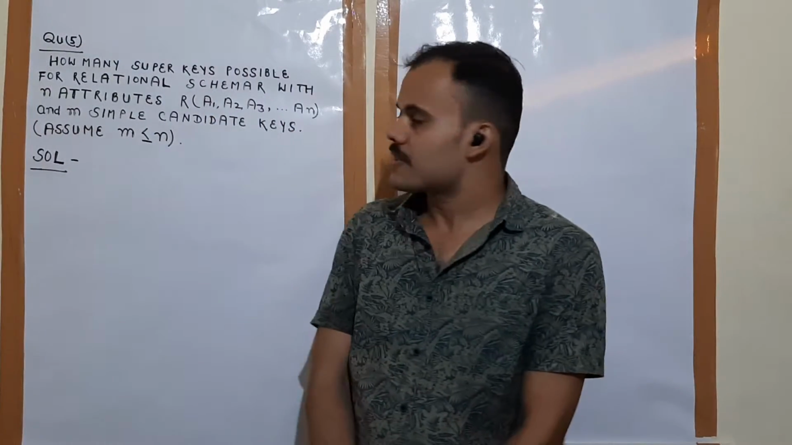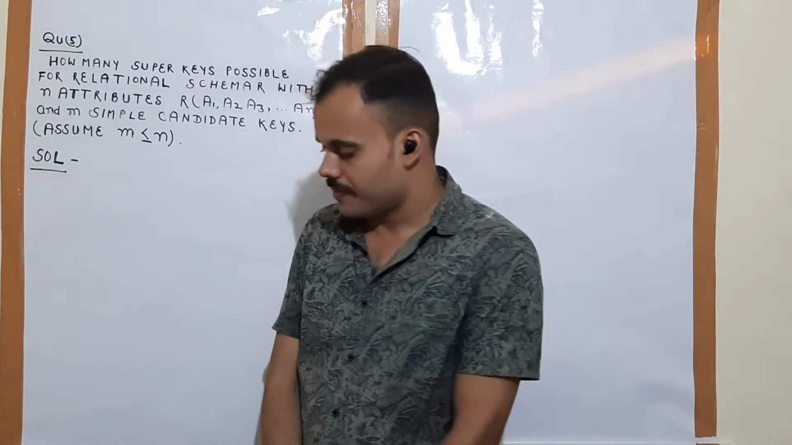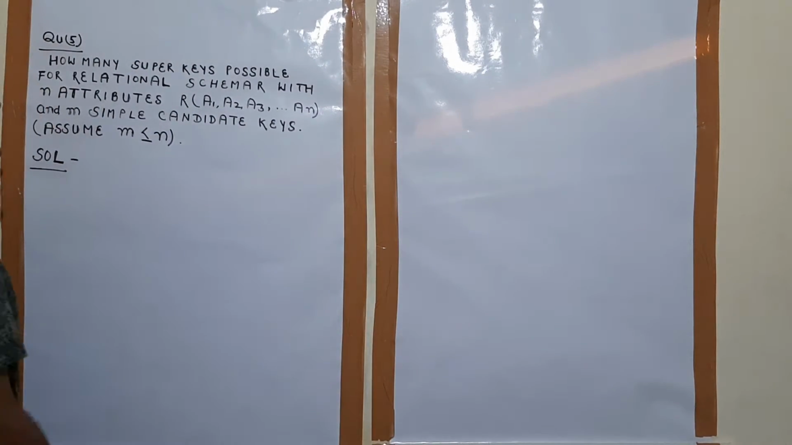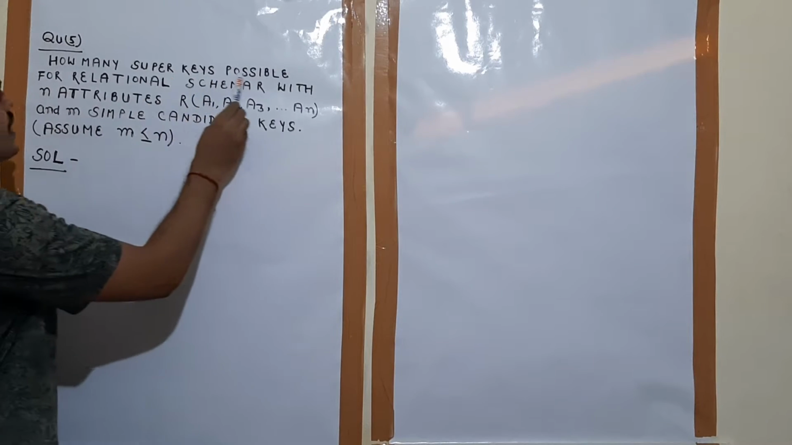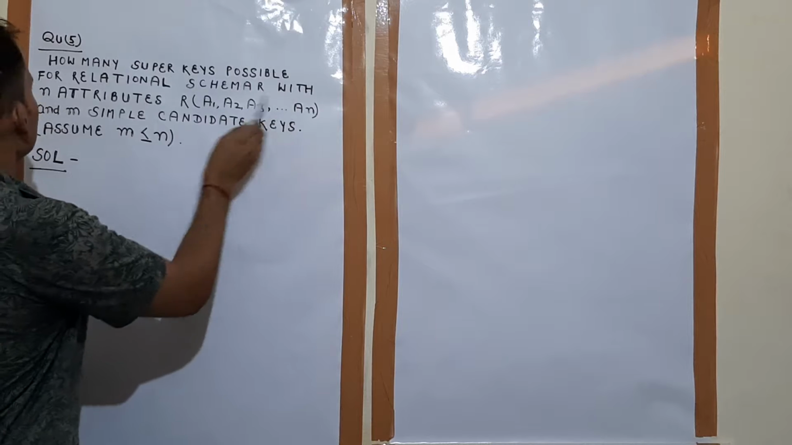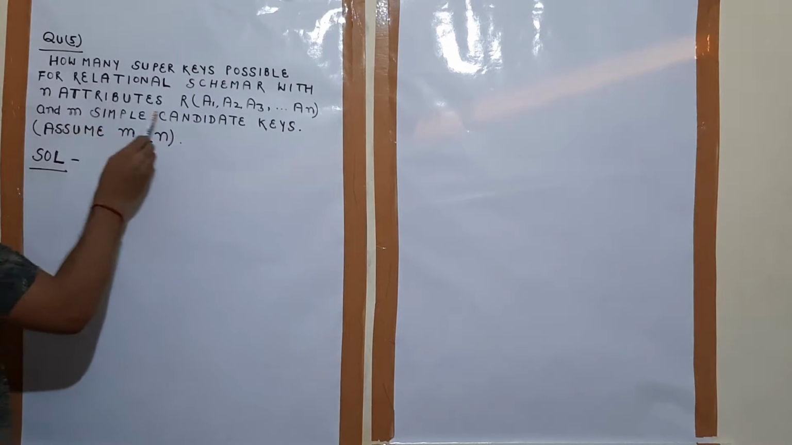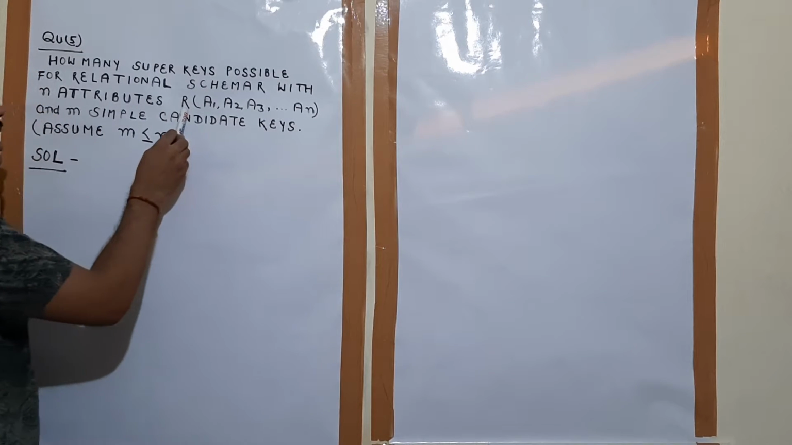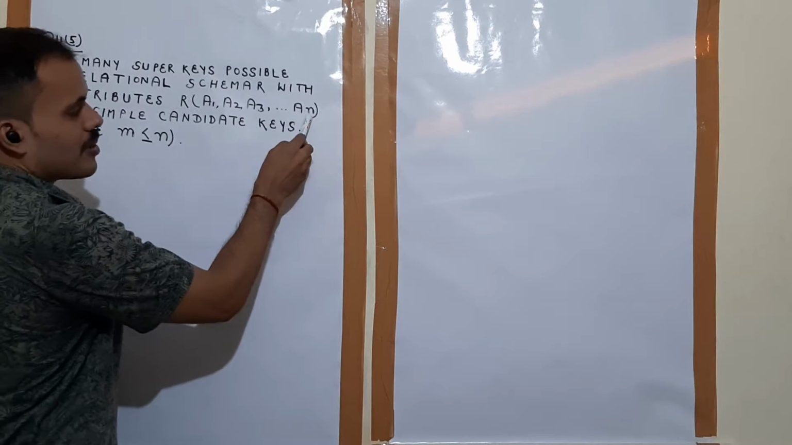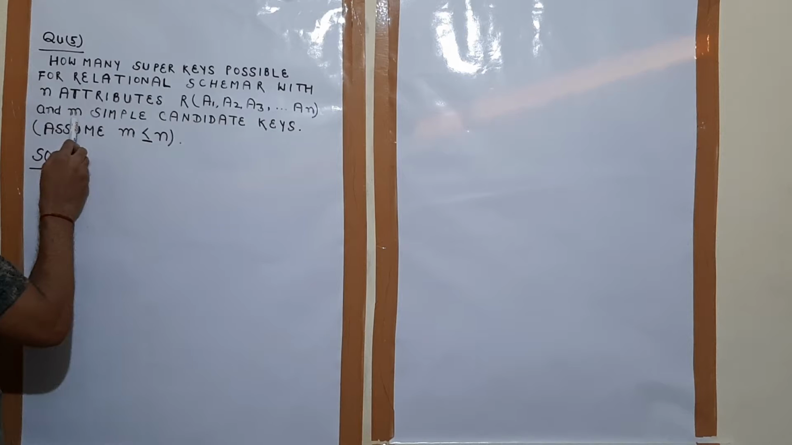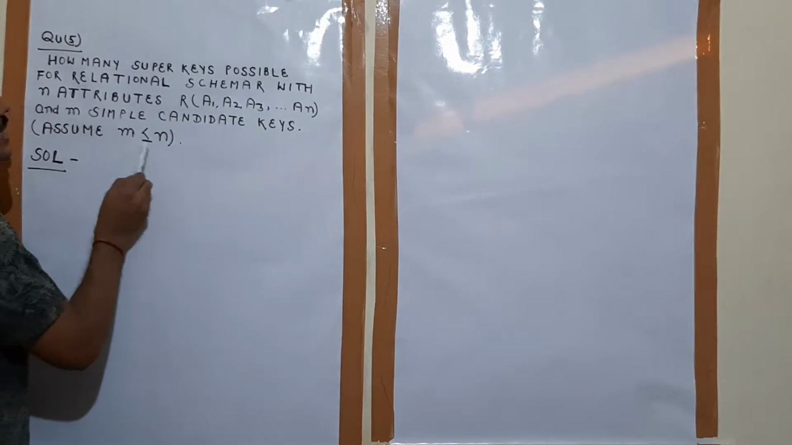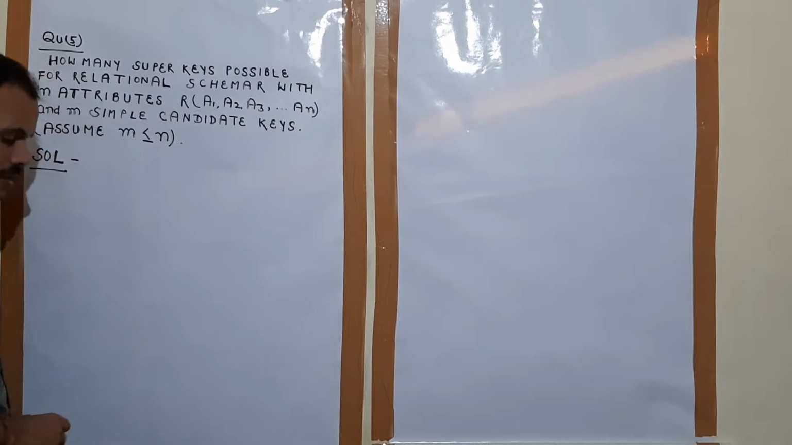See here, question number 5. Understood? How many super keys are possible for a relational schema R with n attributes? R is a relational schema with a set of attributes containing n attributes and m simple candidate keys. Assume m is less than or equal to n.